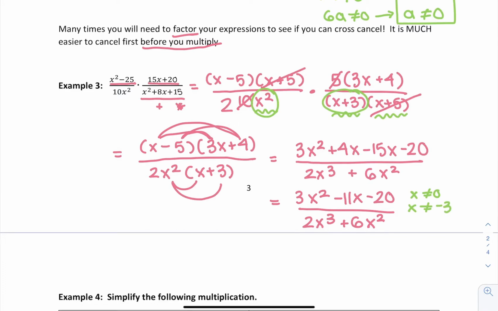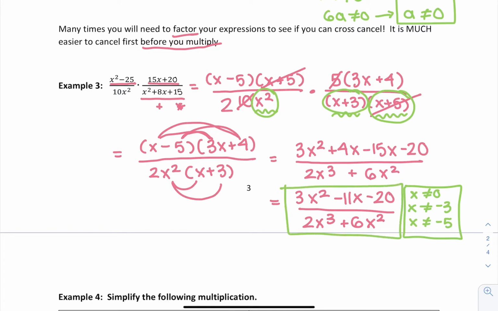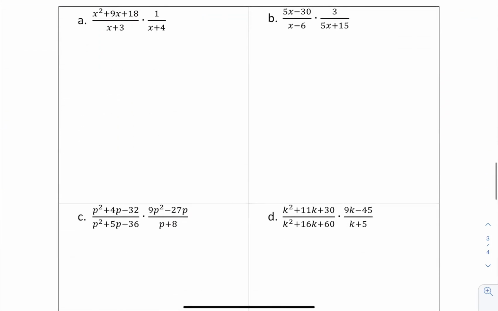And if x plus 5 can't be 0, x cannot be negative 5. So there's our excluded values, and there's our answer. Let's try a few more examples.